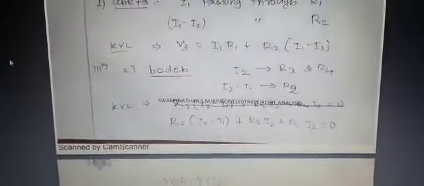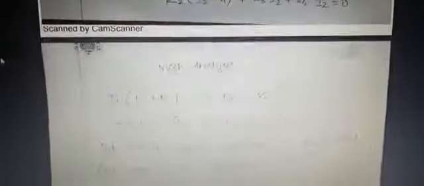From these two equations we can do the mesh analysis. The first equation is in terms of I1 and I2, and the second equation is in terms of I1 and I2. Then you can get the final equations. Let us discuss one example sum.